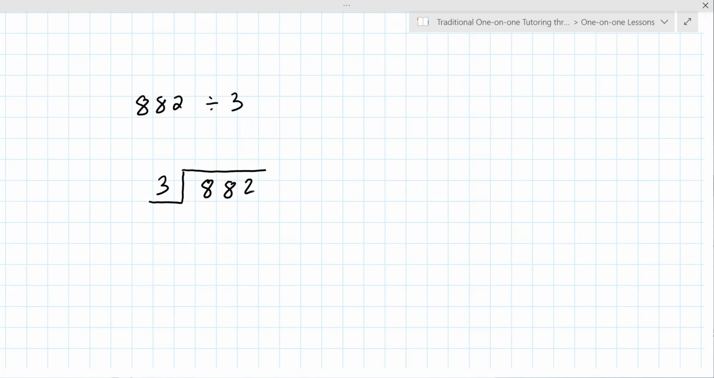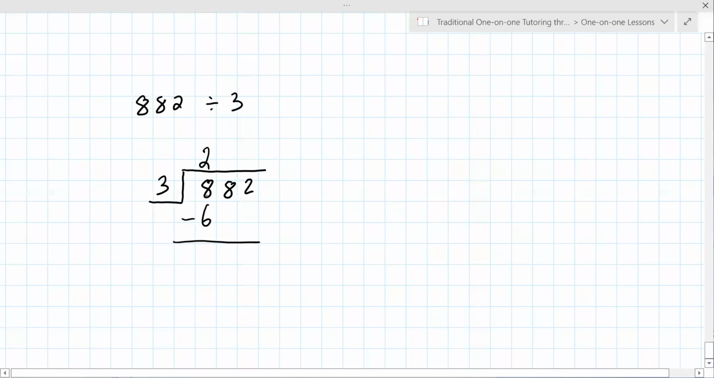Okay, I'm done. What is your answer? 284. Close, real close here. So it's definitely 3 goes into 8 2 times. 8 minus 6 is 2, bring down the 8. How many times does 3 go into 28?